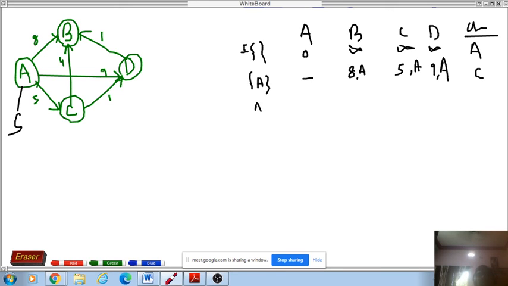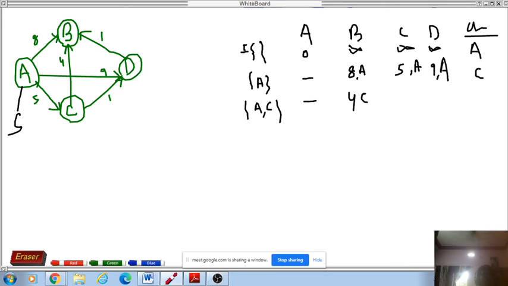Next I choose C. As I am considering C, how much will it be? A to C is not there, so it will be C to B. Is there a path from C to B? Yes. How much is given? This will be 4, 4C.